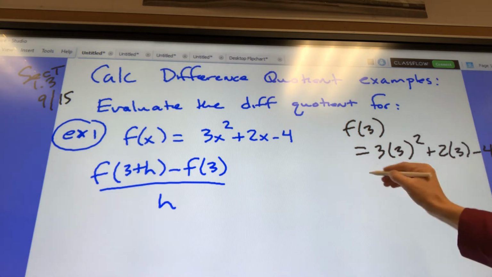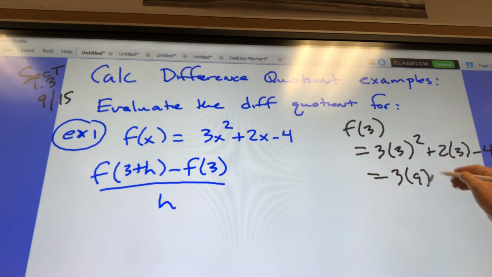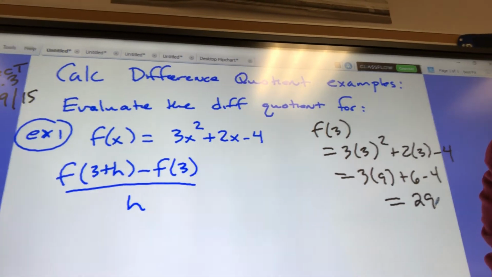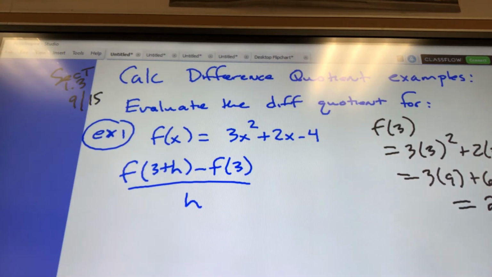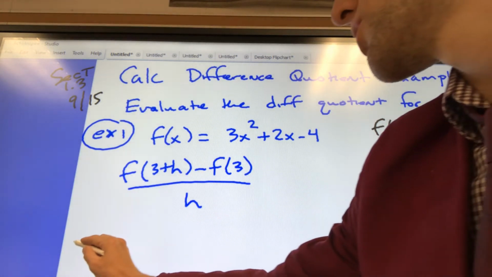Okay. 3 times 9 plus 6 minus 4, what is that, 29? Take your time. Make sure you get that right. 29 is f of 3. Then we begin the process of this right here, f of 3 plus h.